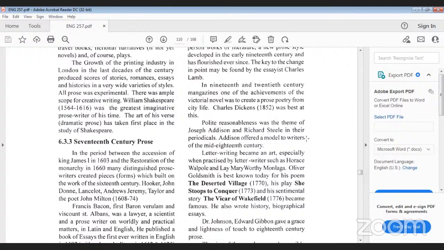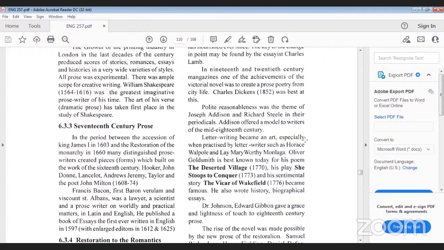Letter writing became an art, especially when practiced by writers such as Horace Walpole and Lady Mary Wortley Montagu.